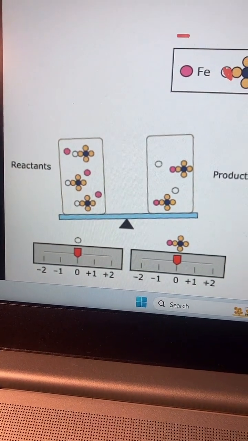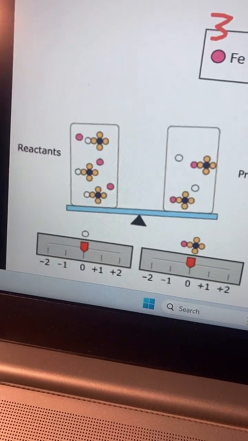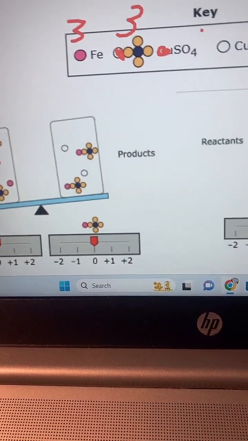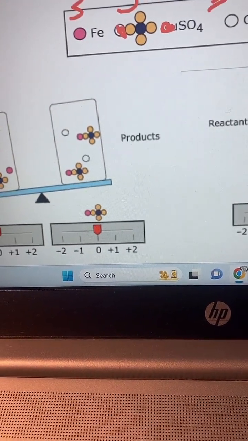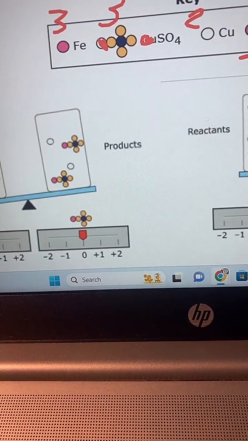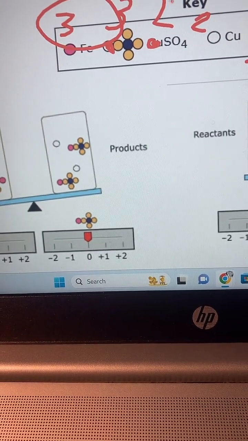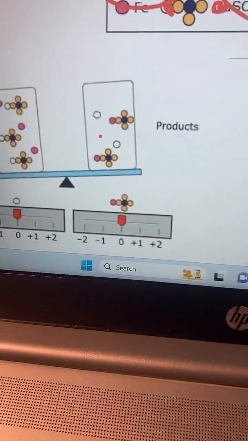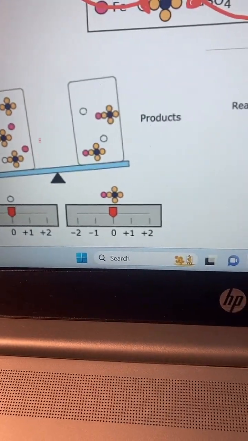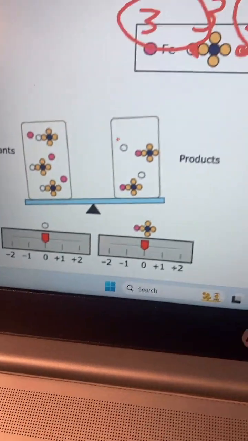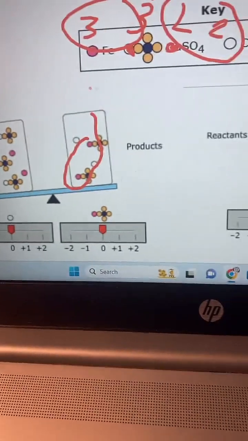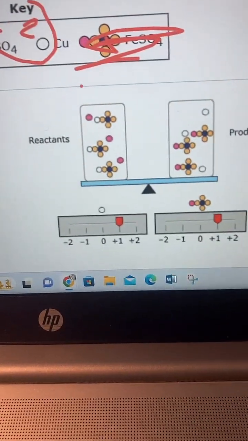Here I have 3 Fe's, I have 3 sulfates, and on the right I have 2 Cus and 2 sulfates. You see, they don't match. The Cus, if you look here, 2 Cus, 1, 2, that's okay. 1, 2, 3 irons, but we only have 2 irons. And we only have 2 sulfates versus 3 sulfates. It's not balanced.